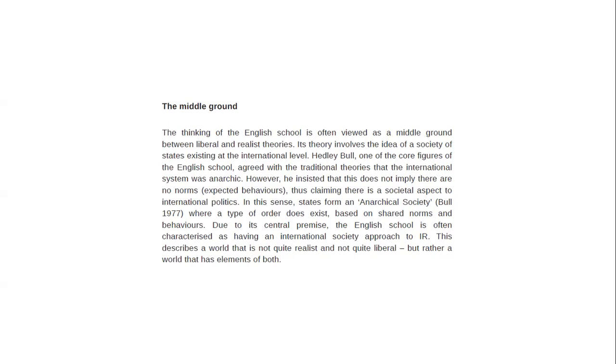Due to its central premise, the English school is often characterized as having an international society approach to IR. This describes a world that is not quite realist and not quite liberal, but rather a world that has elements of both. And I have question 9 there, so you know we're getting closer.